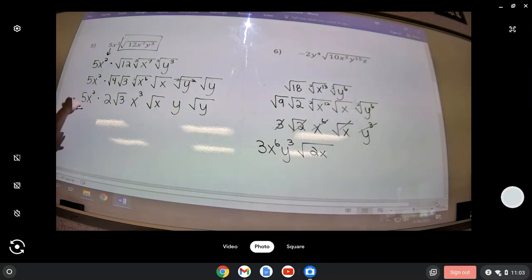All right, so let's do numbers first. I have a 5 free times a 2, and no other numbers broke free. So that's just 10. 5 times 2. He's done.